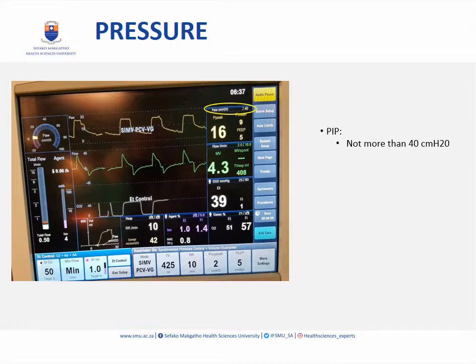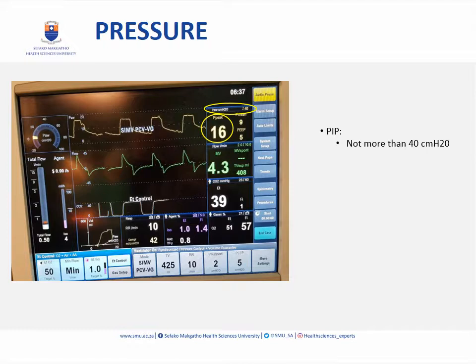Now the peak pressure is dependent on the tidal volume that you are giving the patient and on the compliance of the patient's lungs. More about the compliance a bit later. Now usually the peak pressures when you're ventilating a patient with normal lungs is around 20 centimeters of water. And you can see in this example that the peak pressure is 16 centimeters of water. Okay, so that's the PIP.